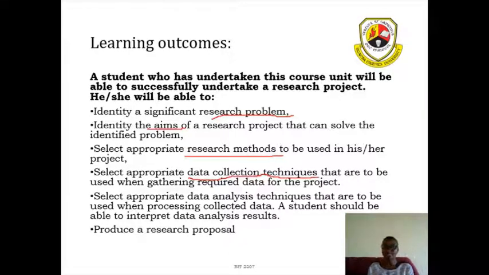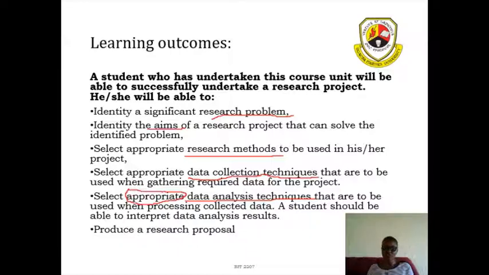And once you have collected that data, you must also have the appropriate analysis tools. You must be able to get this data and interpret it appropriately. So, what do I mean by appropriate? In each of these we have talked about, we have used the word appropriate. What do we mean by appropriate?